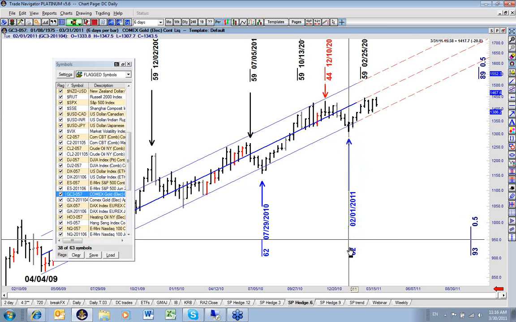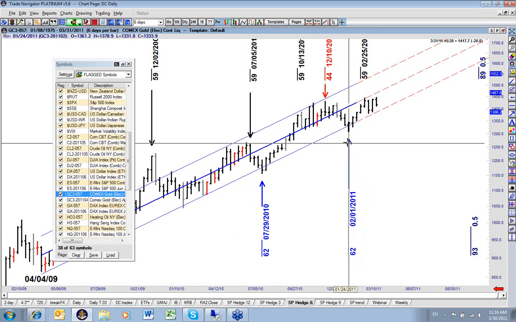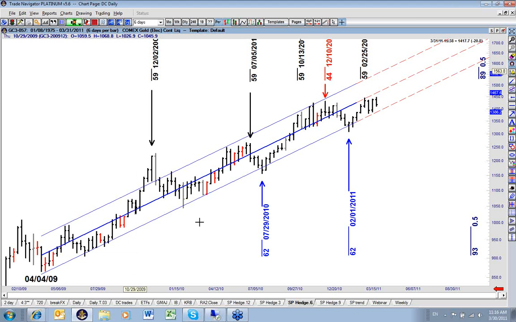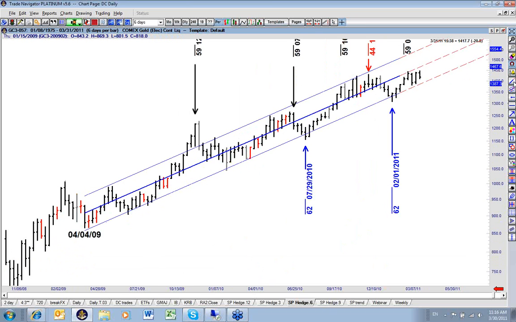The bottom of the regression channel, ran into a 62, turned around, reversal, and then it tried to rally into its next 59 period, which was February the 25th, plus or minus 1 week. And I'll show you why that happens, just so you understand. Let us say, for example, that we are starting a wave count off from this high here.